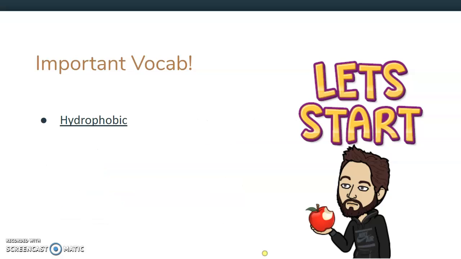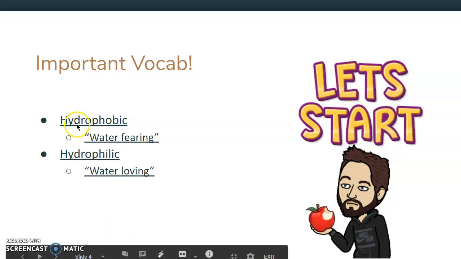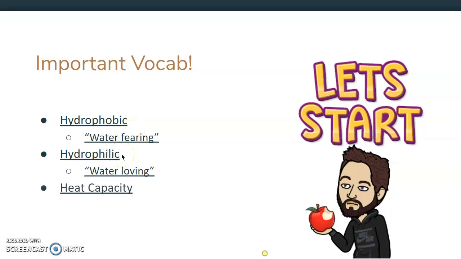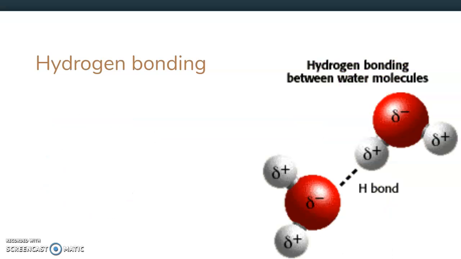We have a few more words. We're going to be talking about hydrophobic. Hydrophobic literally means water fearing, and hydrophilic means water loving. So our root hydro means water, and phobic means to fear. Philic means to love. The last thing we're going to talk about is heat capacity, which is the ratio of heat absorbed to temperature increase. Heat capacity is an important chemical property when we're talking about different liquids or even different solids or gases: just how much heat or energy can be absorbed without raising its temperature.